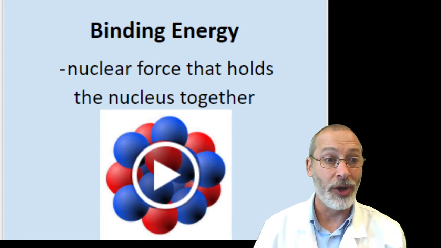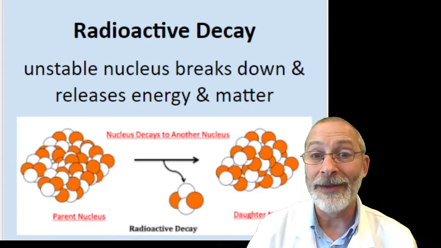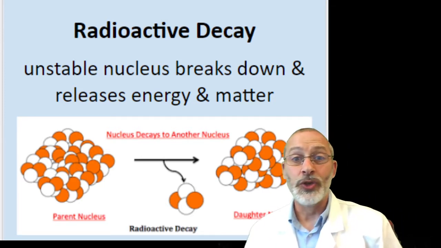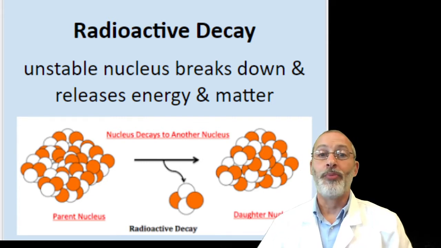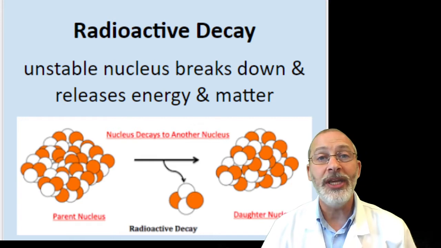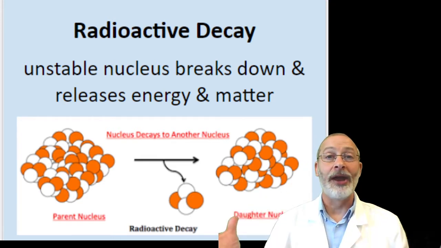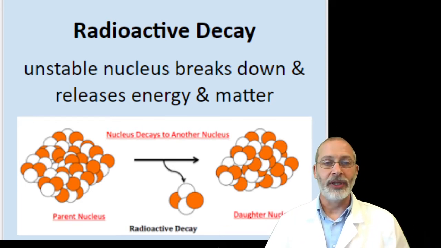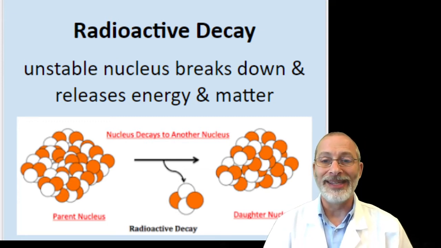And that's what we call radioactive decay. Radioactive decay is when an unstable nucleus breaks down and releases that energy and matter into the surrounding area, into the environment. And we call that radioactivity. But the process is called radioactive decay.